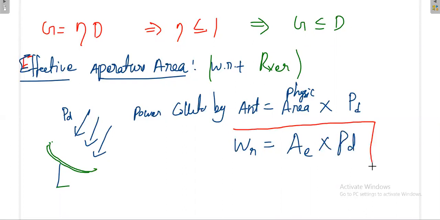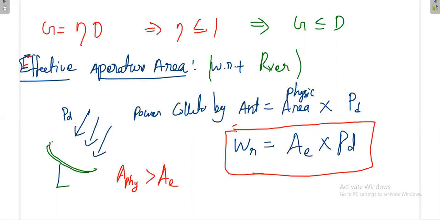This is the correct way to represent it. Because even if 100% of the area is there, only 95% or 90% of the area will be collecting the power, and the rest will not. To define this properly, we define the term effective aperture area. Even though there is some area, how much portion of it is actually collecting the power? One thing is very clear: the physical area is greater than the effective aperture area. Generally, the effective aperture area is always less than the physical area.